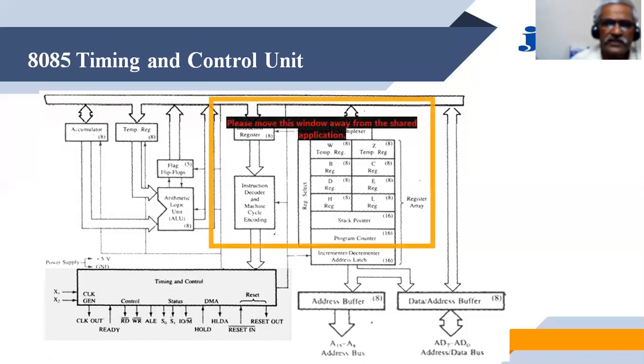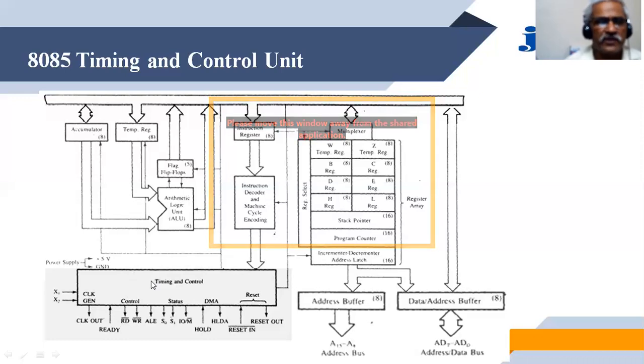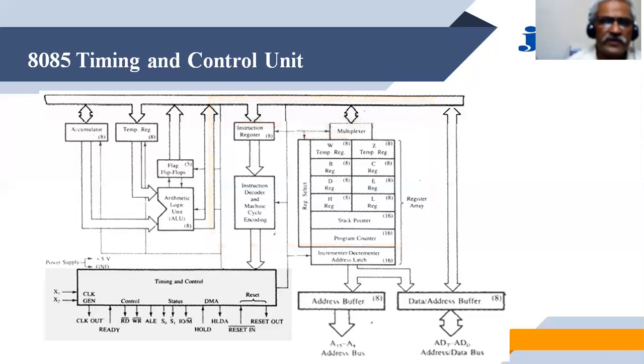At a particular instant, a particular unit is required to be activated. So the timing signals and the control signals together provide activation signals to different units. Since this is a very critical part of the 8085, let us see what the different signals available on this timing and control unit are.